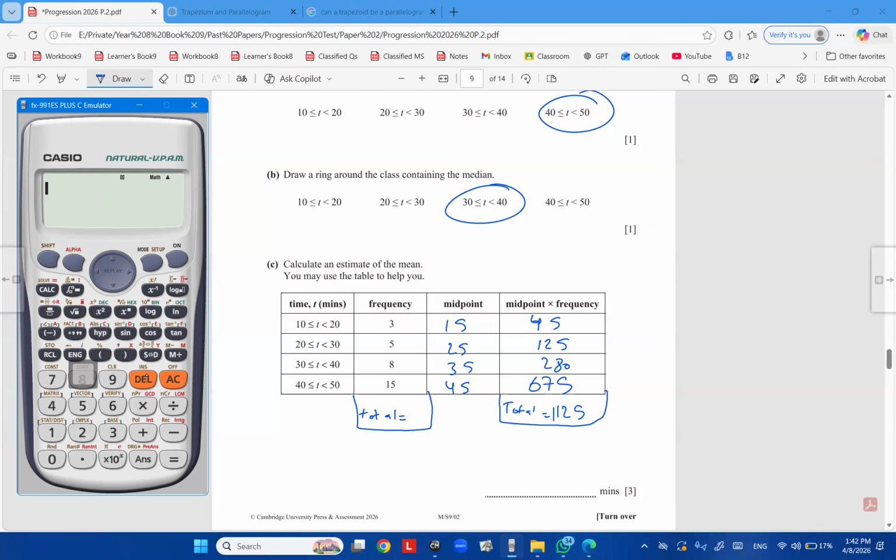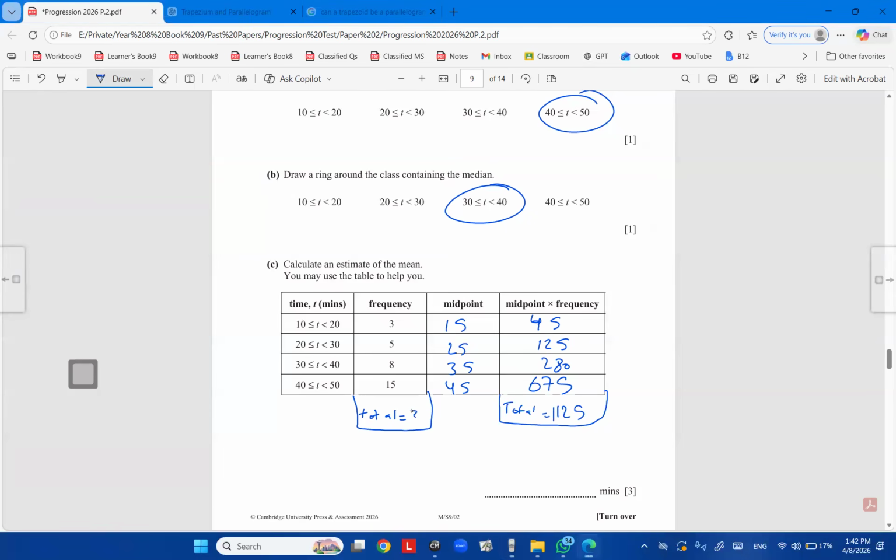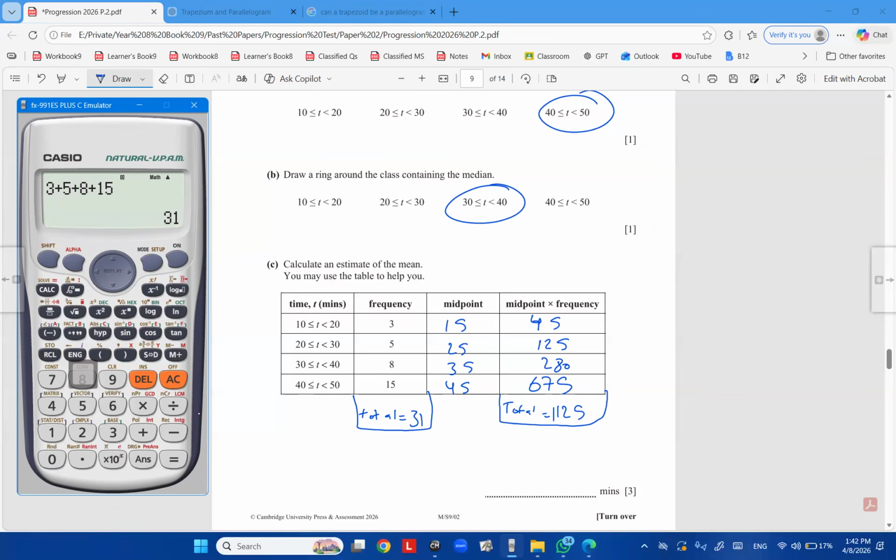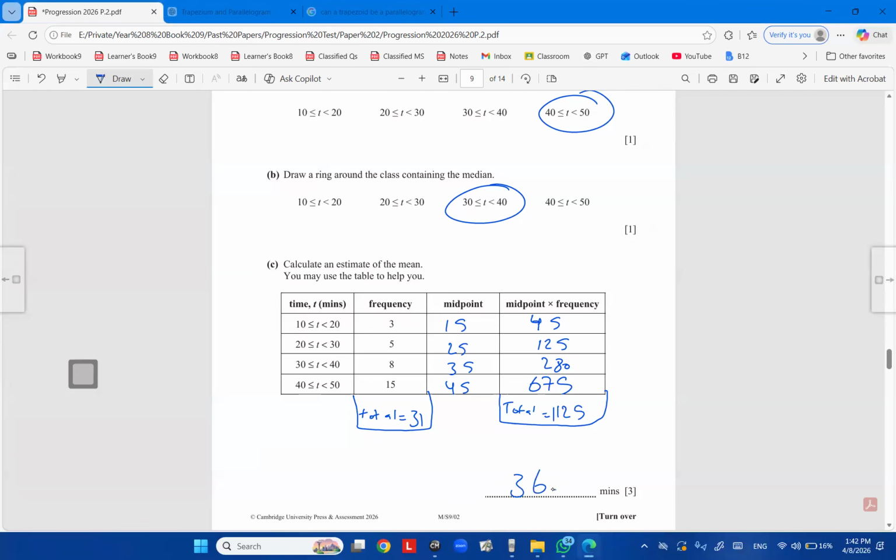And here you're going to find that it is 3 plus 5 plus 8 plus 15 equals 31. So it is 1125 divided by 31, which is equal to 36.29, which is 36.3. This is the estimation of the mean.